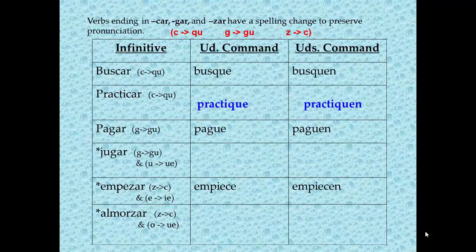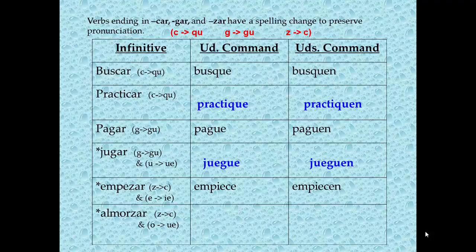Okay, then we've got jugar. Now this one's extra special because it's a stem changer and a gar verb, meaning it ends in gar. So jugar, we go to the yo form first. Juego. We take off the O. Then we have to add that U in there and add the opposite ending. So it would be juegue and jueguen.